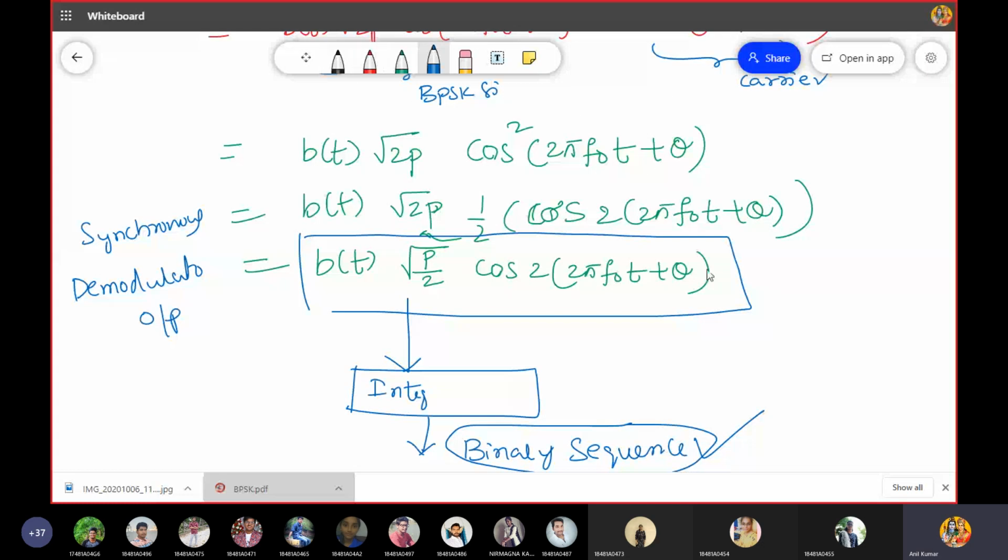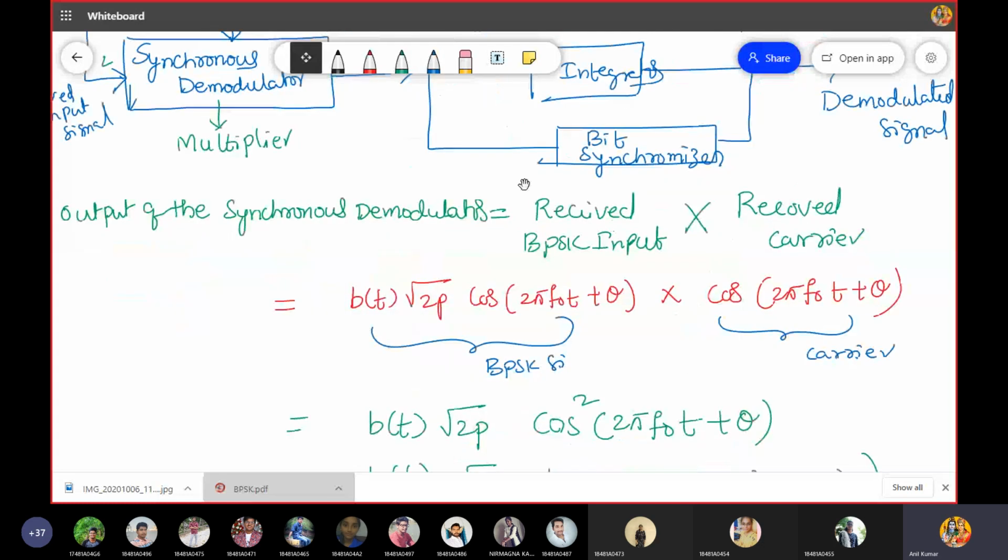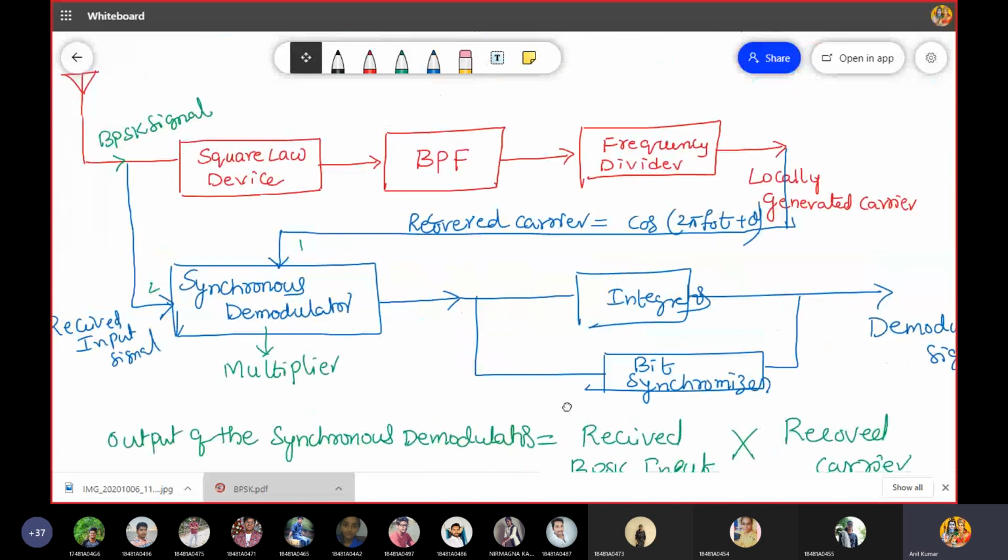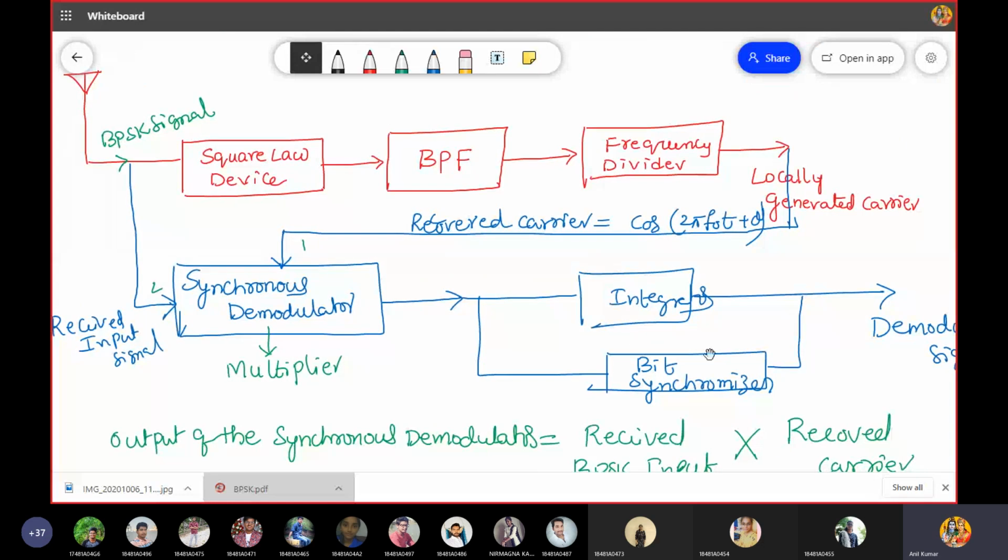Integrator will take this particular signal and generate the binary sequence at the output of the integrator. Okay, so this is the overall block diagram of the BPSK receiver. This is the overall block diagram of the BPSK receiver. Is it okay, guys? Later on I will derive one more derivation, that is how the integrator generates the bit sequence.